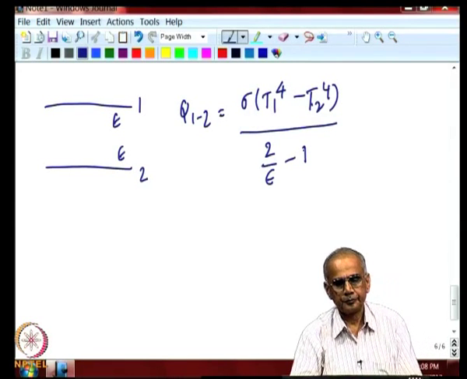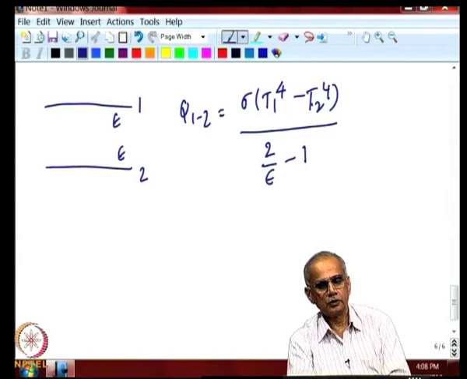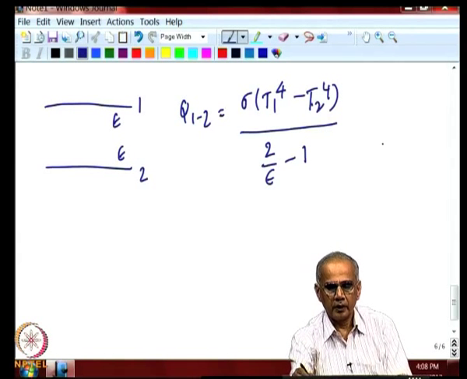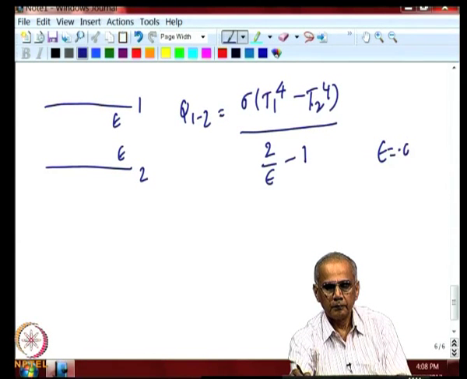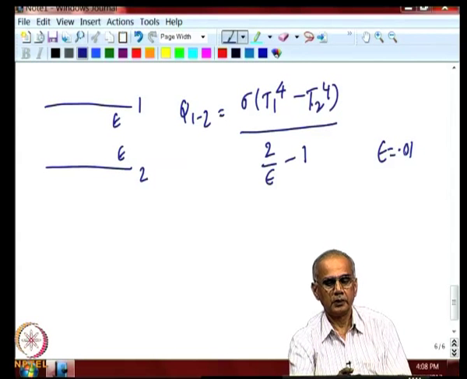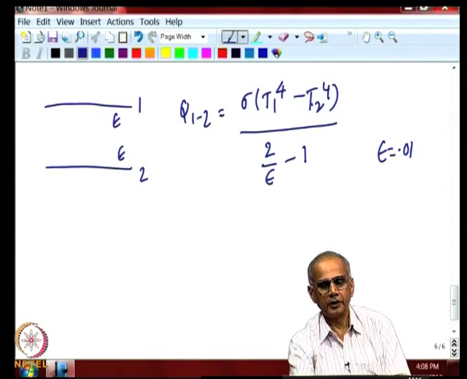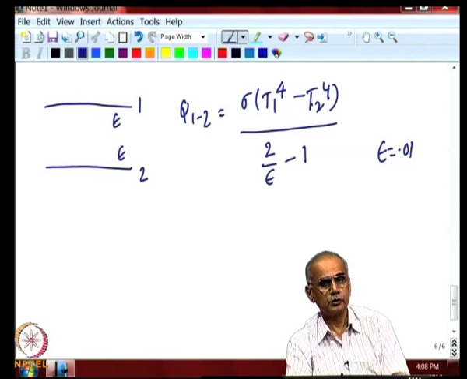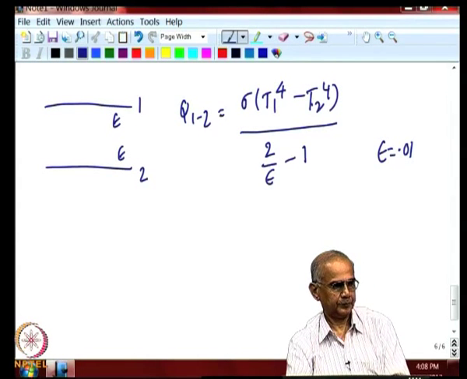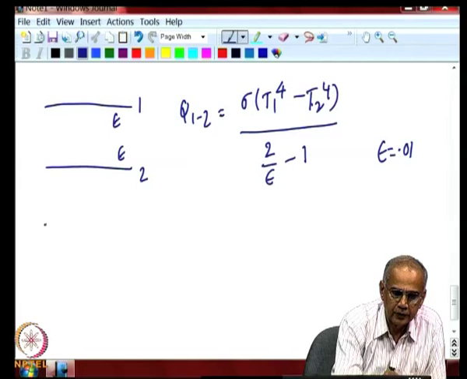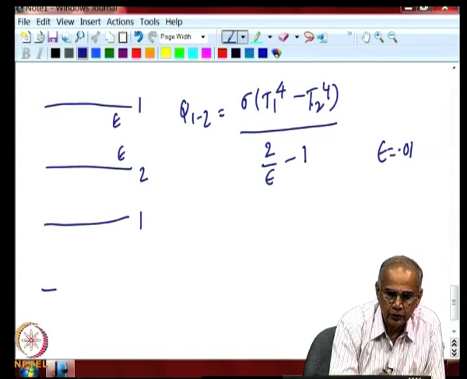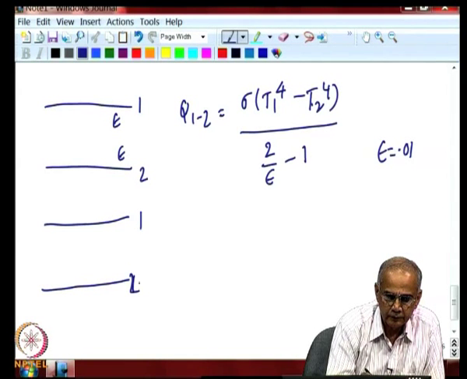So, this is one result. One can see that if we had kept the epsilon very low, let us say 0.01, that will be 200 here minus 1, 199. So, you can reduce the heat transfer by a factor of 200 almost, compared to the heat transfer between two black plates. But suppose you want to decrease further the rate of heat transfer. So, between the two plates you can put a shield.